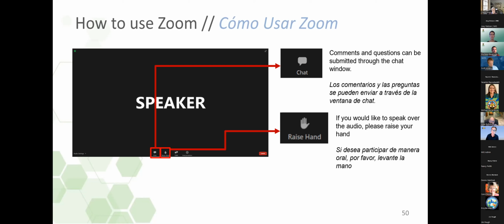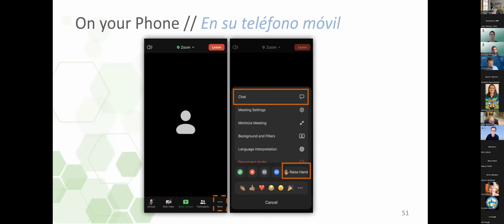So I want to remind you about the chat and the raise hand feature if you'd like to speak over the audio. And also, those of you who might be on a smartphone, you'll probably find the chat and the raise hand feature using the 3-dot button if you don't see it already. I want to make sure you see that. So a couple things first I wanted to offer.